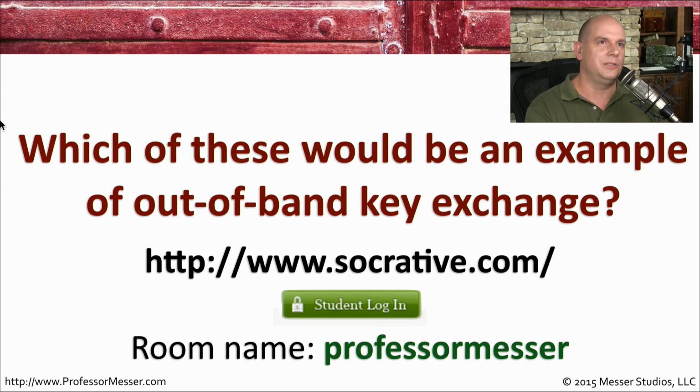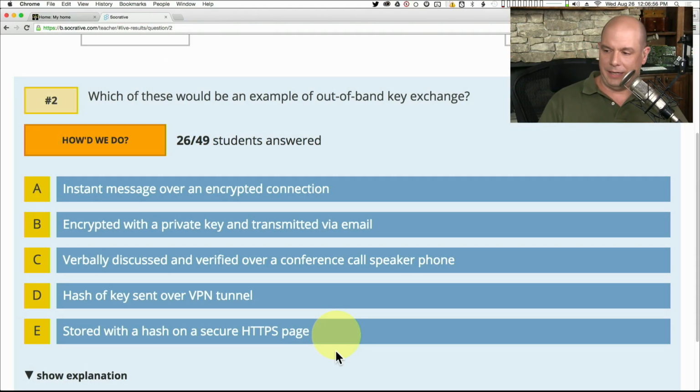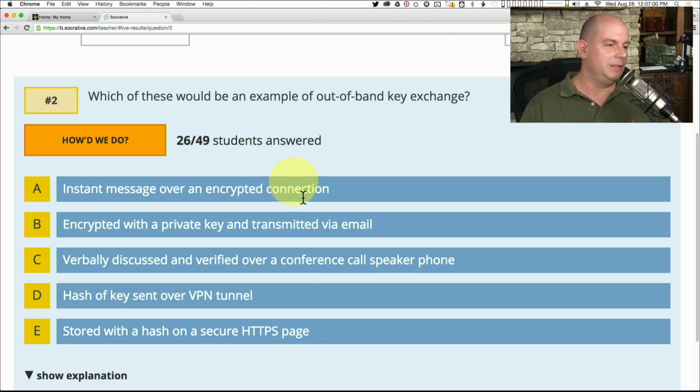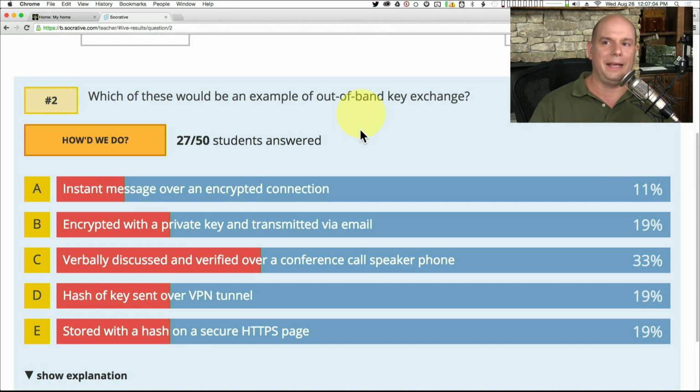Let's see how we did with this one. This was one that we just sort of jumped into right off to see what the particular answer might be. We've had a few of you already answer this. So let's see how we did. Oh, we're all over the place. We're sort of mixed as to what this one might be.